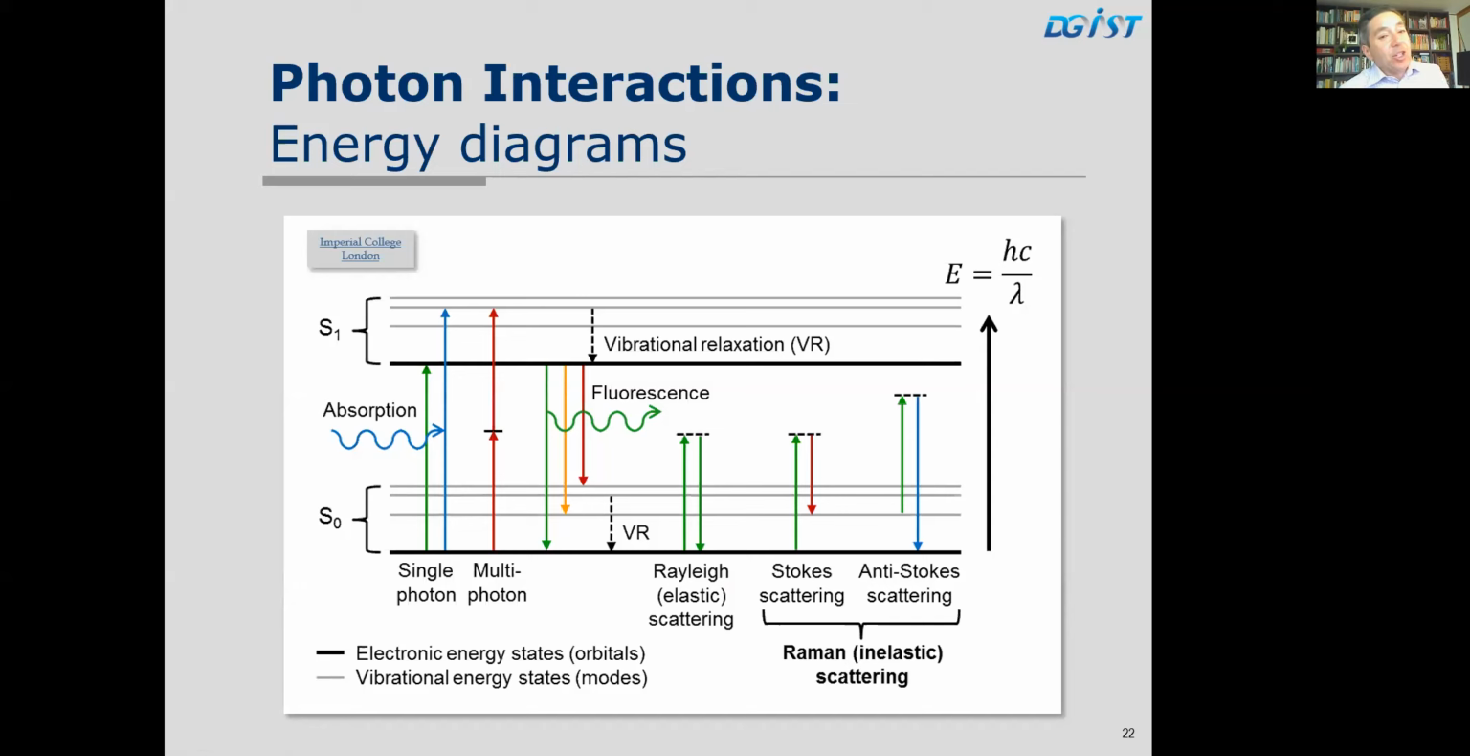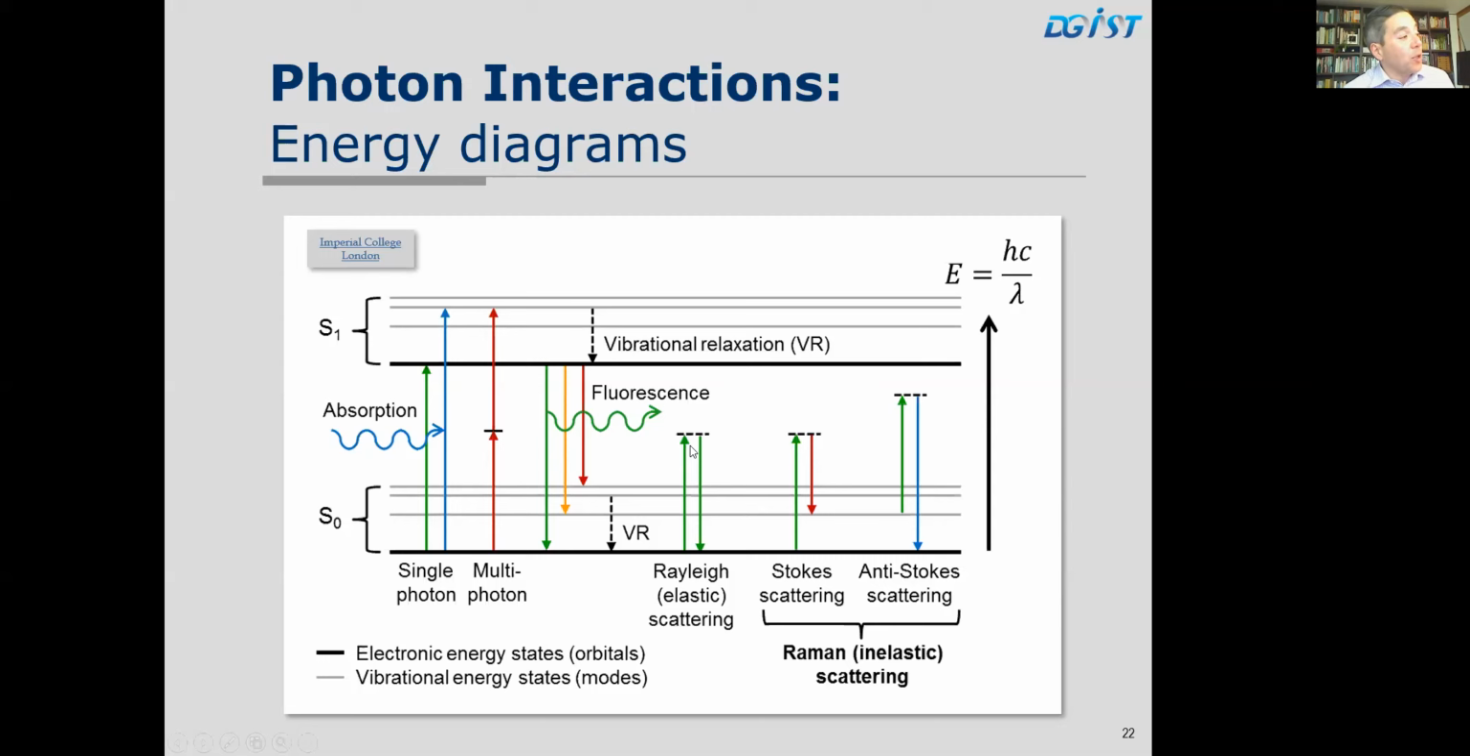So here's some energy diagrams related to how photons interact with the matter. This is an energy diagram in a little more detail. We talked about this in simple terms earlier. Absorption is the process by which you go from a low energy state to a higher energy state. Multi-photon absorption is multiple stages. Fluorescence, as I mentioned, is excitation from the absorption, vibrational relaxation, and then fluorescence down to a ground state or lower levels.